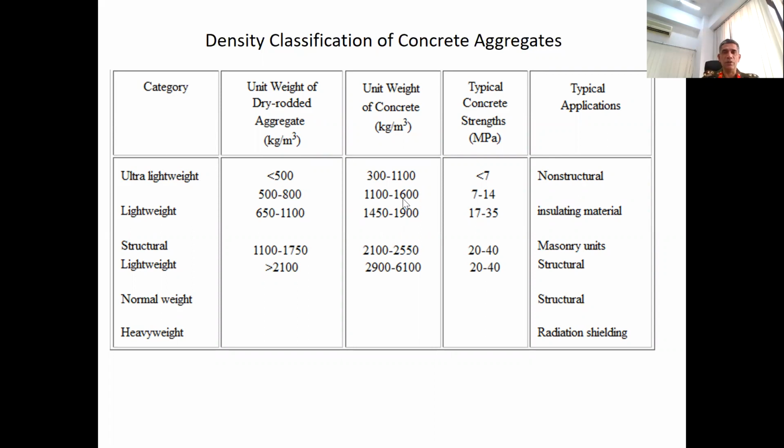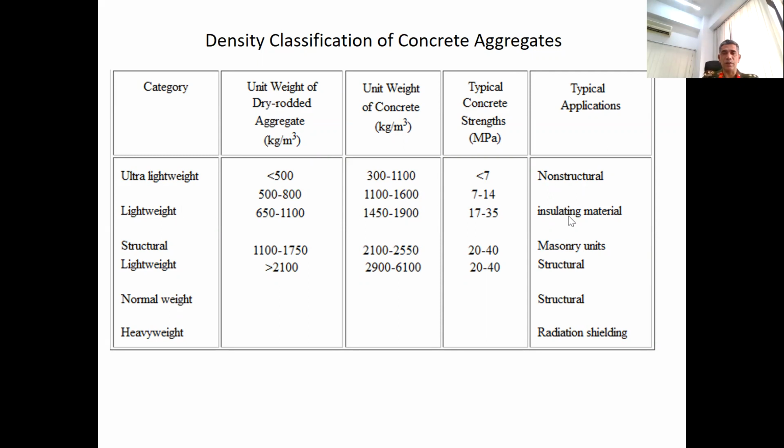So in case of concrete also, the weight will vary. Then strength will also vary accordingly. In case of lightweight aggregate, the strength is 17 to 35 MPa, megapascal. But in case of structural lightweight aggregate, which is heavier, the strength is more, 20 to 40 MPa.